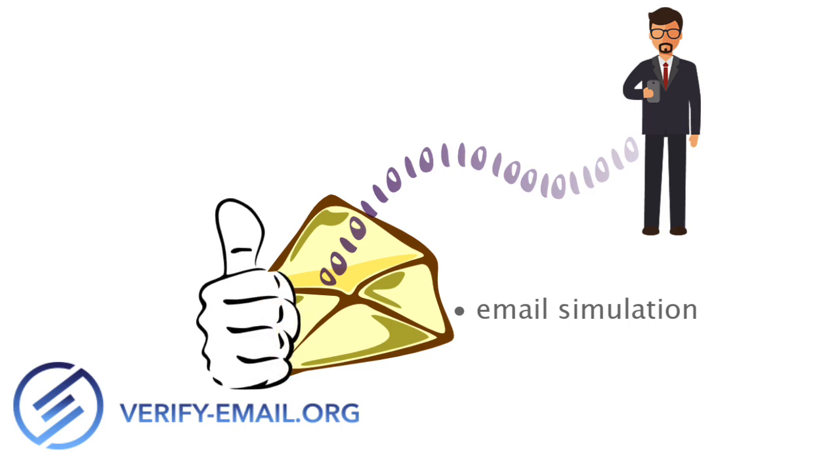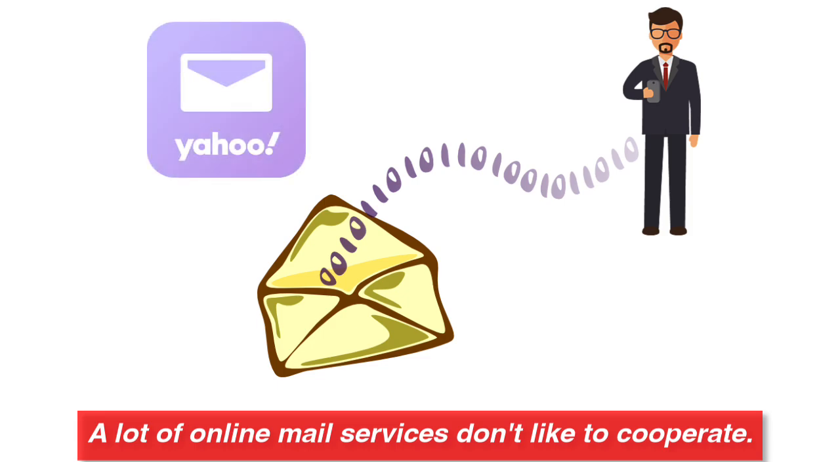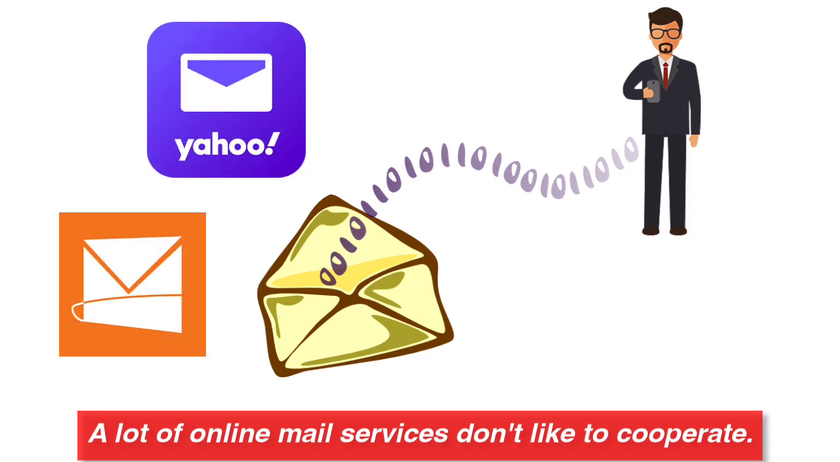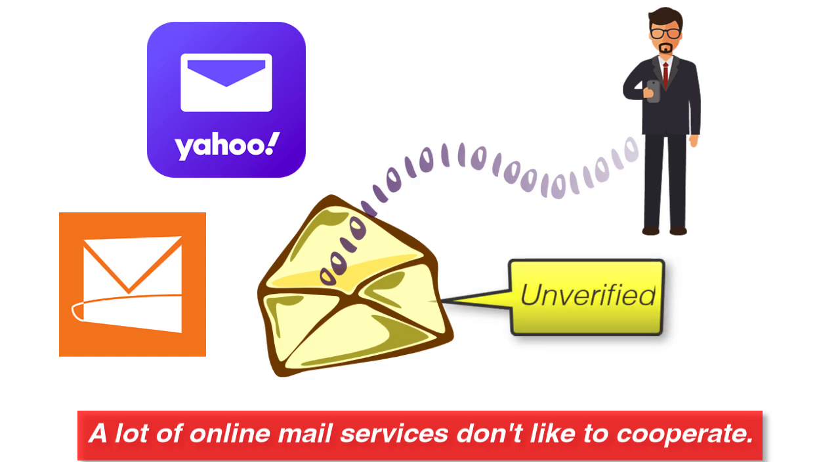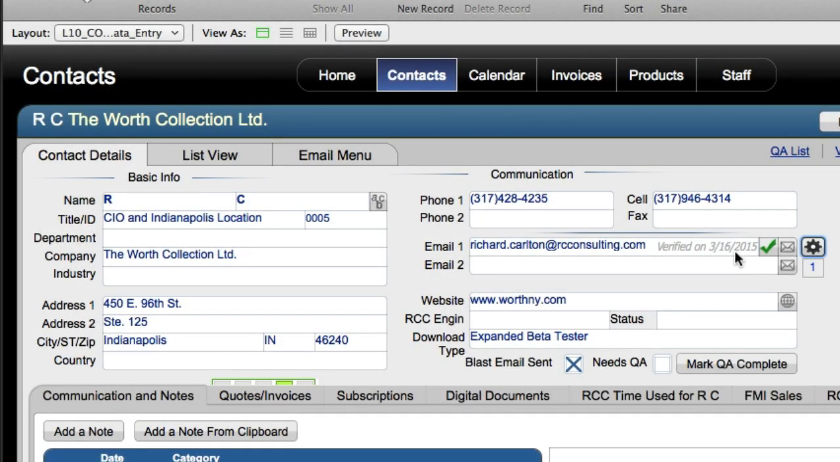But a lot of the online mail services don't like to cooperate. Yahoo and Hotmail are two notoriously non-cooperative services. So whenever you get a service like that, you'll get an unverified email status, which means that the email could not be verified. Now, in our database, we have quite a few emails that we need to go back and verify. So I wrote a process that verifies them in blocks of 20.